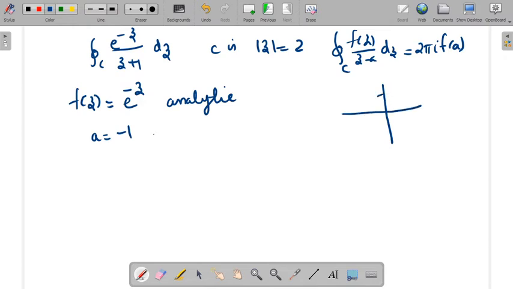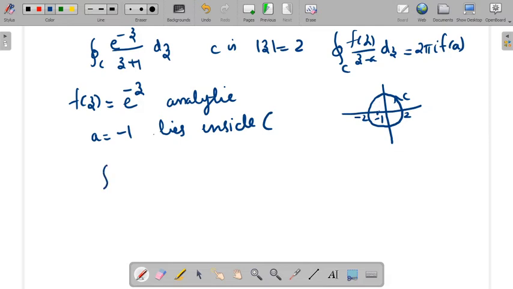That is the circle with center 0 and radius 2. This is our C. So a equal to minus 1. As the radius is 2, minus 1 will be a point within C. So a equal to minus 1 lies inside C. So the next requirement is satisfied, and C is a simple closed curve.